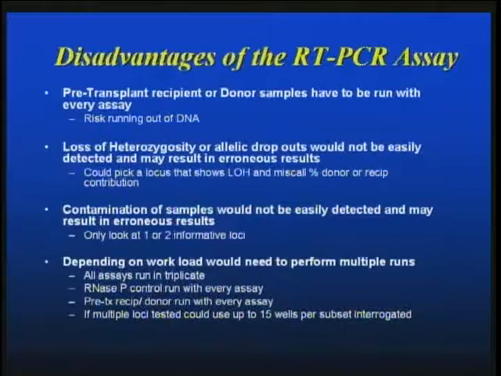The other thing is that you have to run a calibrator, which is the pre-transplant recipient or a donor sample, every single time you run this assay. So as you can imagine, you risk running out of DNA very quickly. There's also the problem that you wouldn't recognize loss of heterozygosity, especially if you're restricted to using just 1 or 2 alleles. And if those are the ones that are lost, you would erroneously call your results and miscall percent donor or recipient.